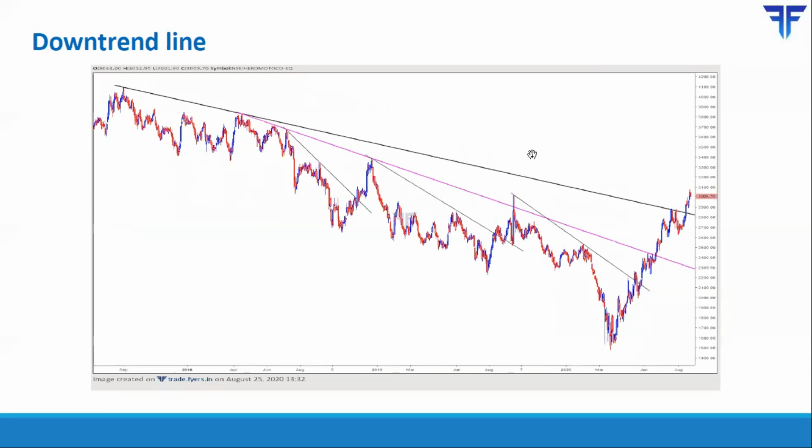Now again, the black line over here is the main downtrend line, and each of the other lines are your internal trend lines. Let's first talk about the internal trend line. This trend line, which you can see, connects this high and this high. These are two important swing highs that this trend line is connecting.